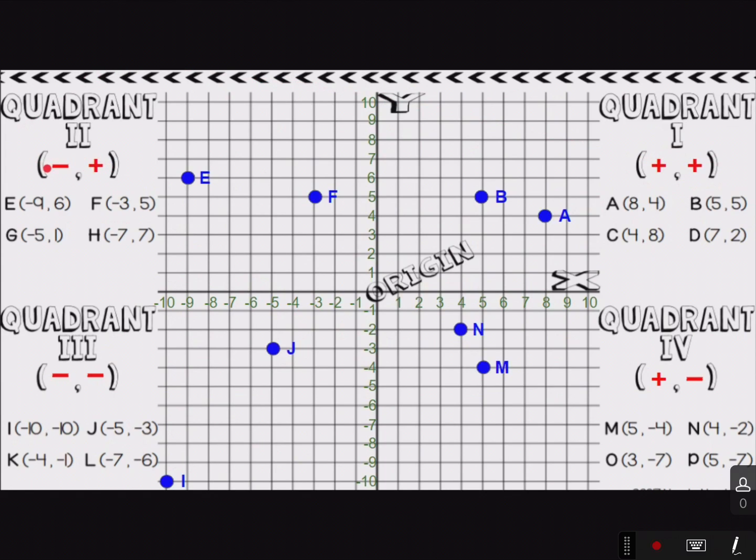Remember, every single time you need to start at the origin and move left or right first. You have to walk before you can jump, okay? Or run before you can jump. So you have to go side to side before you can go up or down.